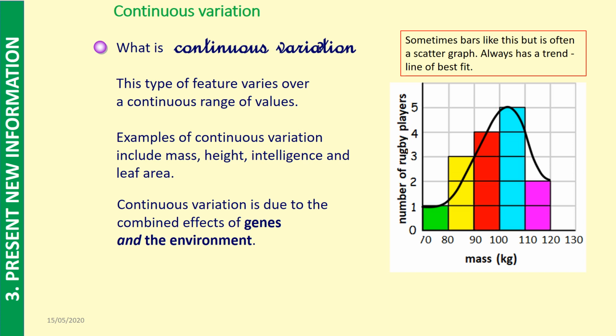Let's look at some other examples. This is an example of continuous variation. Shown here we have people's mass measured in kgs and the rough number of people that are in each of those categories. Really, these are often shown on a scatter graph, but sometimes people like to show them on a bar chart because people seem to understand a bar chart more. But importantly, what this graph does show us is a trending line of best fit, curving up around about the 100 kg mark. And continuous variation is almost always due to the combined effect of both genes and the environment.